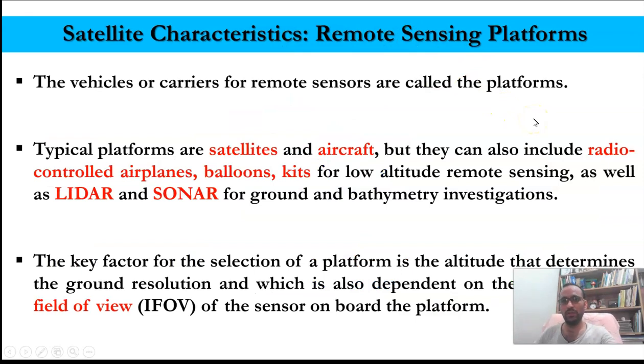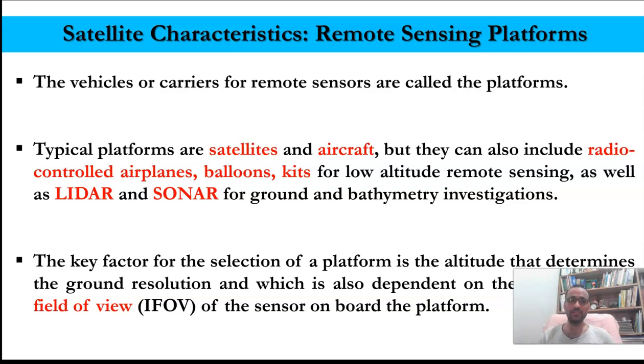Okay, now satellite characteristics. We are going to discuss remote sensing platforms. We have different types of platforms like air-based, space-based, and ground-based. The vehicles or carriers for remote sensors are called platforms. This is the simple definition. Typical platforms are satellites and aircraft, but they can also include radio controlled airplanes and balloons. Traditionally we used balloons, and sometimes kites, for low altitude remote sensing.